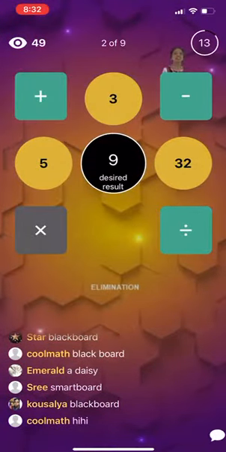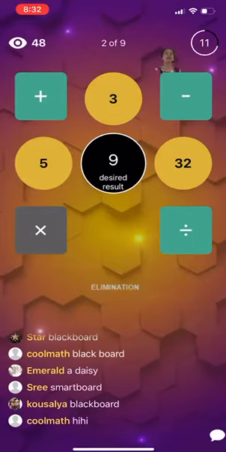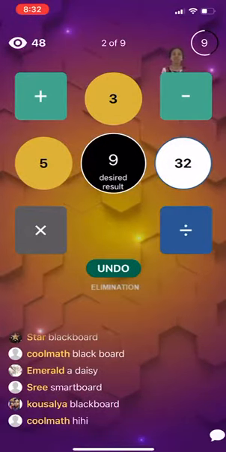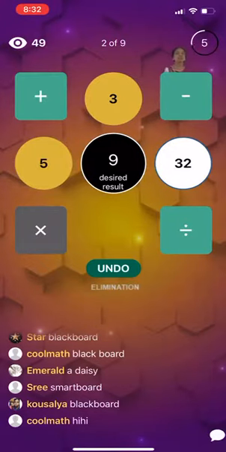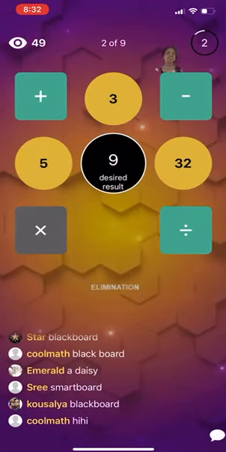Desired result is 9. The given numbers are 32, 5 and 3. And the possible solution is only 1. And then the operators are plus, minus, and division.